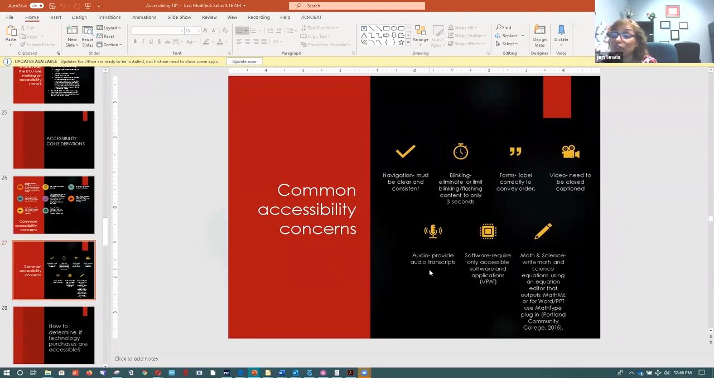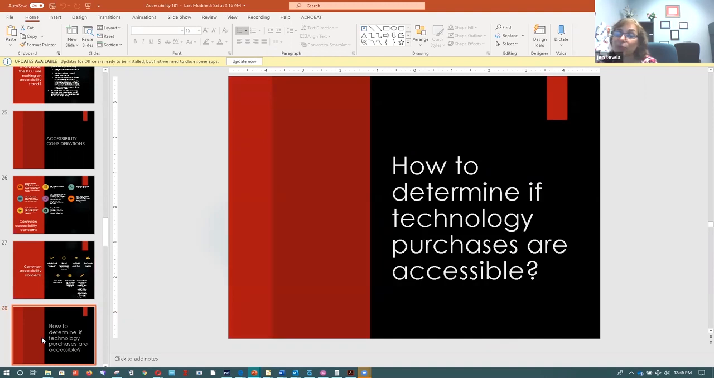Audio, provide an audio transcript. Software, require only accessible software and applications, and that's where that VPAT is going to come in. And again, the equations, there's some information on the equations in that complex document that was referenced in the previous slide, but there are different things that you can use, and there's like an equation function even in Word where it brings a little box in and you type the equation, and that makes it accessible. But without using that, it will not be accessible.